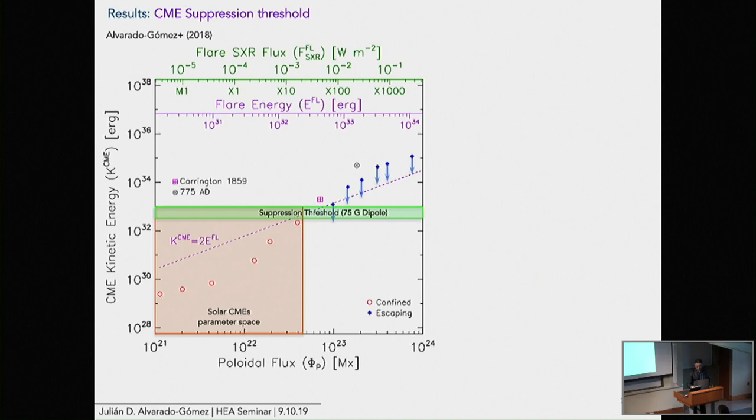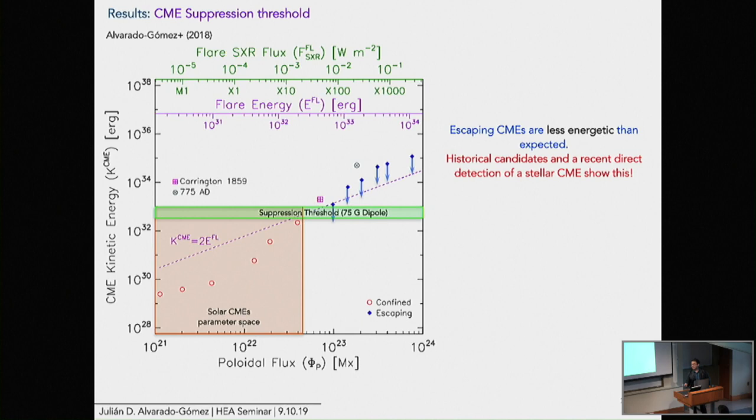So the bottom line here is that escaping CMEs are much less energetic than what you would expect. And remarkably, the historical candidates and a very recent direct detection actually show this. And I will show this in the next slide.